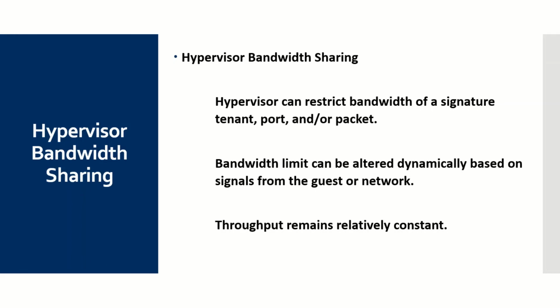The hypervisor detects the signature of a tenant port or packets and restricts the bandwidth used by the set of traffic. The bandwidth limit can be changed dynamically depending on signals from the network or the guest. After the introduction of preferred flows, the throughput of unpreferred flows drops as a result of the receive window throttling. This provides preferred flows with a larger share of bandwidth. The total throughput before and after the introduction of preferred flows remains relatively constant.